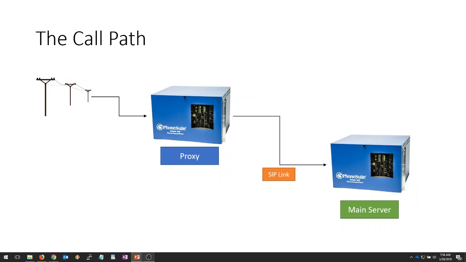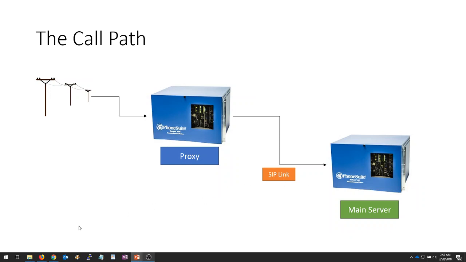So again, the call is coming in on an analog or a PRI to the proxy. The proxy is not going to process the call. All it's going to do is reroute it directly back out over a SIP link to the main server. Once it hits the main server, then it's like a call coming in any other way, and the main server can process it and route it based on DID or send it to an IVR or do whatever you'd normally do with a call coming in on the system.